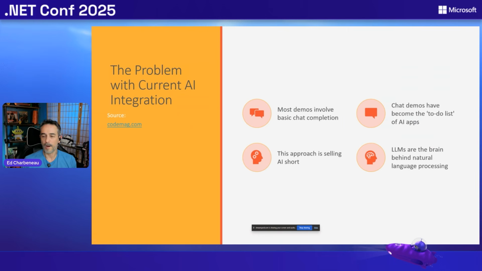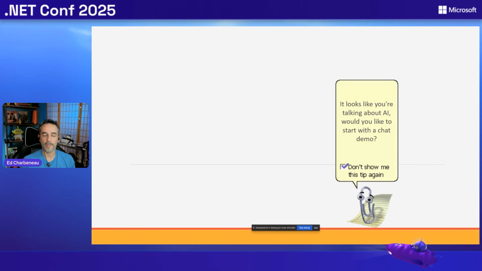And I think one of the problems with AI in the whole conversation with developers is we see a lot of chat demos. We see a lot of chatting with AI. It's become the to-do list of AI application demos. And I think this is really selling the capabilities of large language models short, because one of the real gems here is natural language processing. And what that is, is the ability for us as humans to talk to and interact with software like humans. So I'm going to try to stray away from the typical chat demos when I talk about AI today.